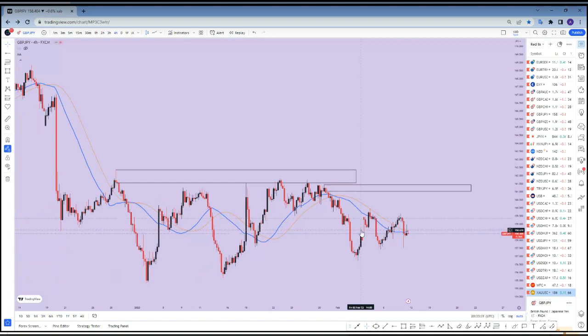Okay, so this was a break of structure. All right, break of structure. The other block that gave us this break of structure, as far as I'm concerned, is either here or here.